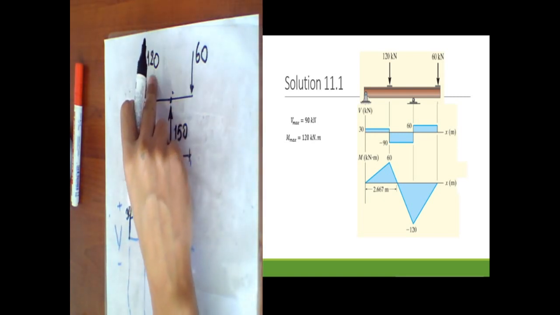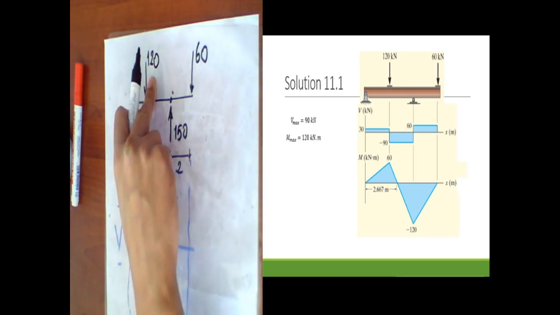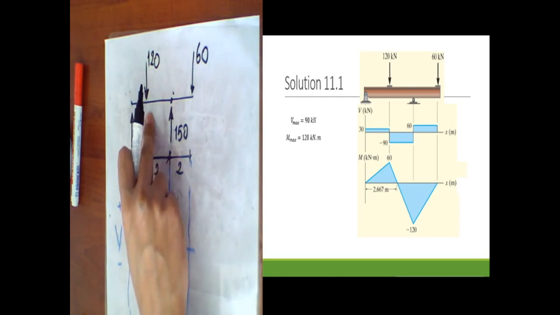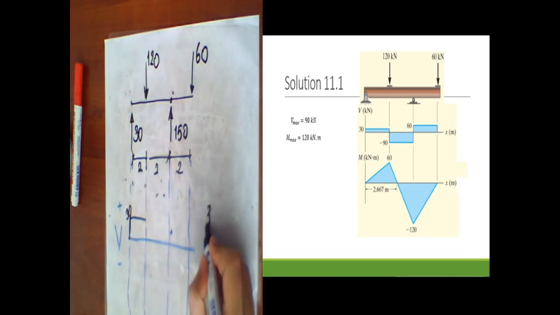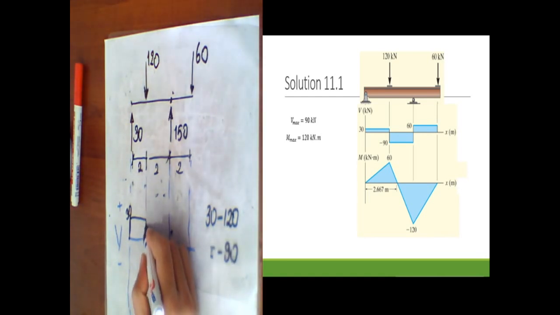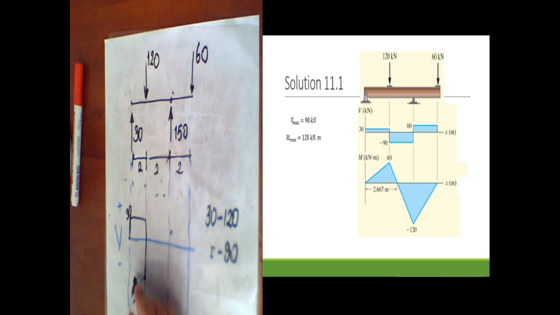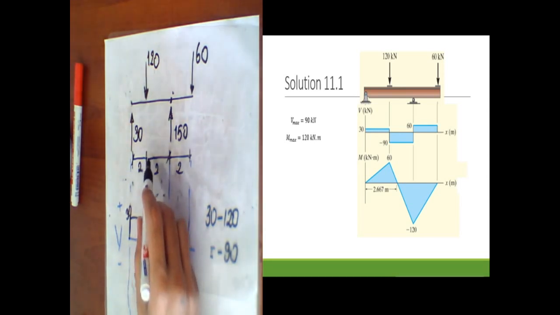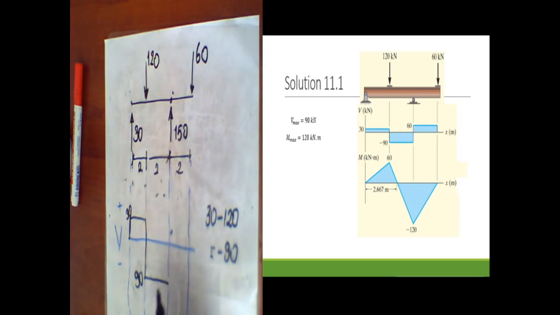Then I realize the force 120, but the direction is down. Therefore, I already have the 30, but I have to subtract the 120. I obtain minus 90. Therefore, I put minus 90 in here. I don't want to write the minus in here. I'm sorry. This is like 90 in here. Okay. Then, from this point to this point, there is no external force applied. Therefore, 90 is continuous.